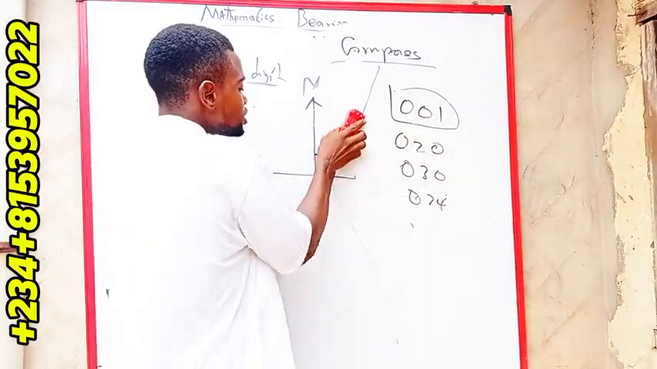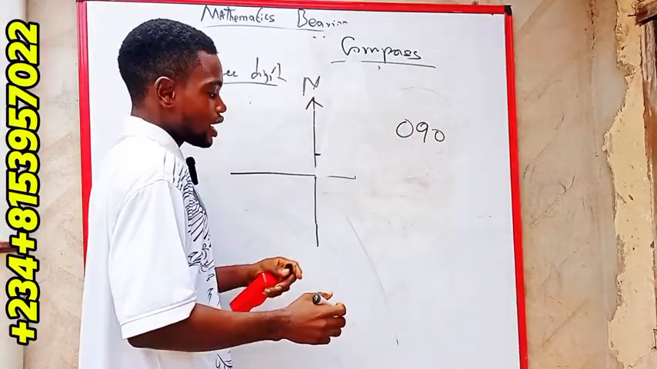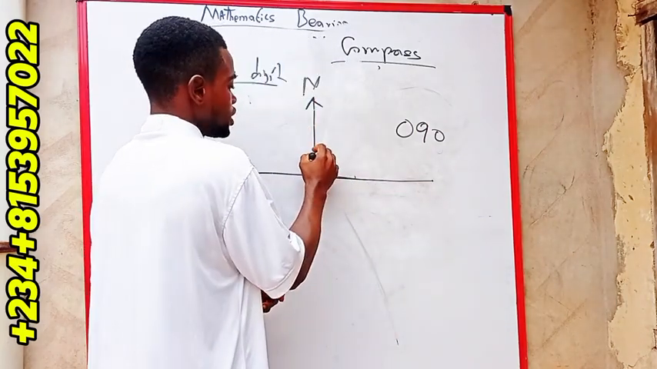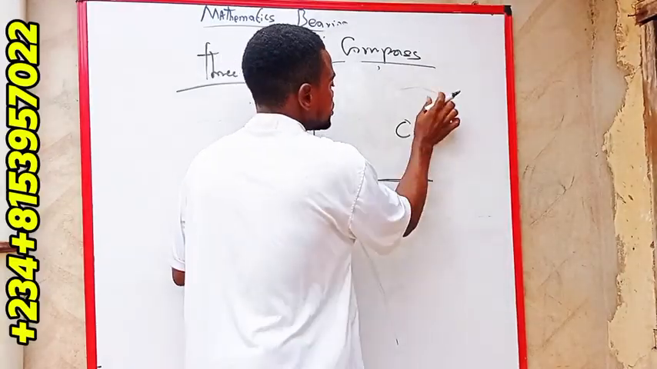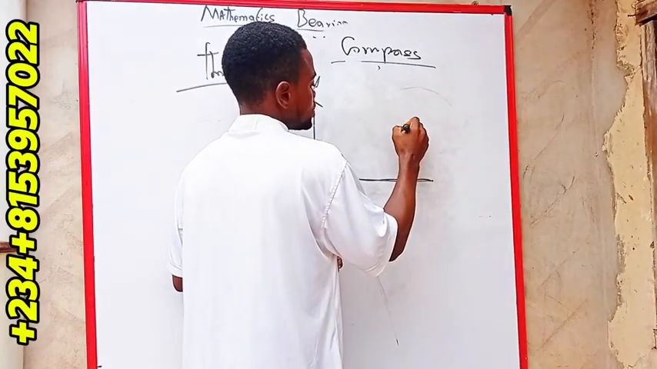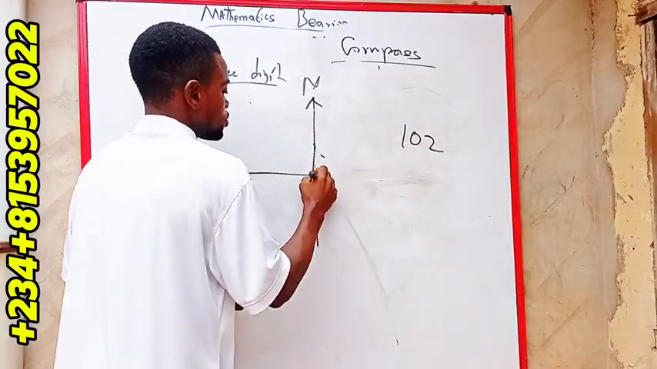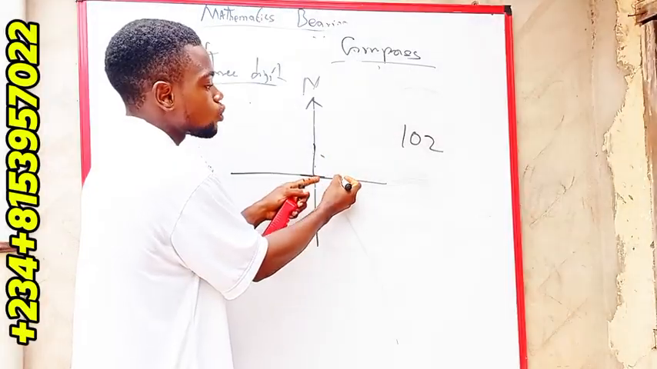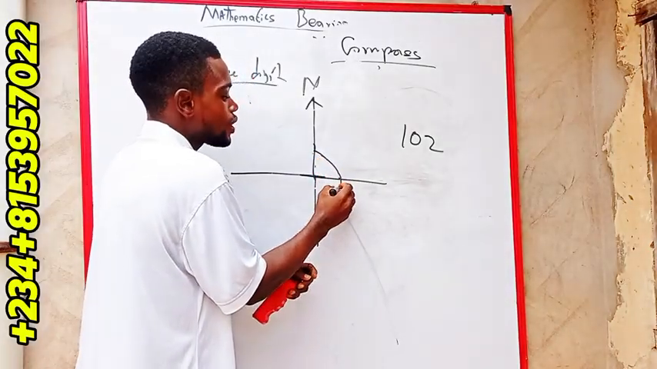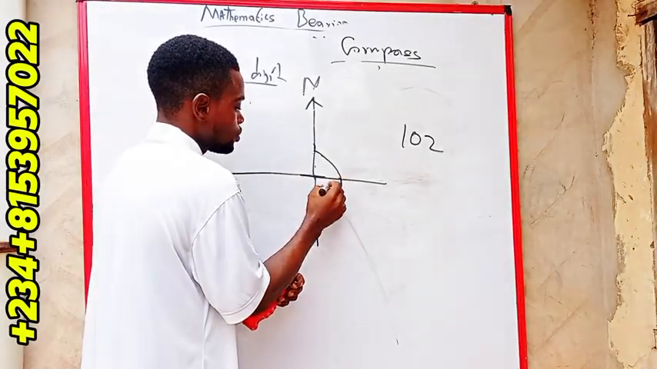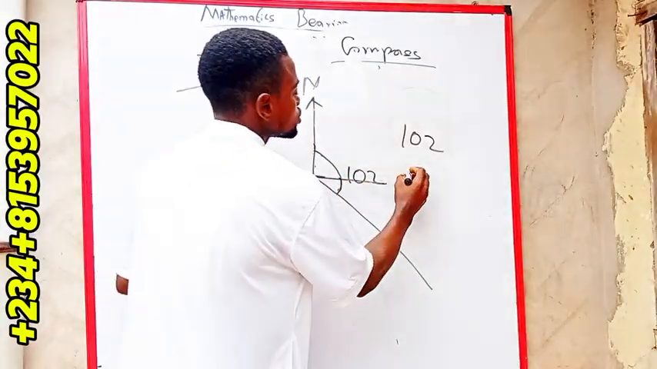Now, what if it is 090? 090 is straight like this because from here to here is what? 90. I'm starting from the what? North. Now, what if it is 102? How am I going to represent 102? Know that from here to here is 90. Now 102 enters here. Are you getting it? Now I'm going to draw from here. I'm going to stop here, anywhere I want to stop. Since it's not measured to scale, I can stop here and draw this. This becomes my what? 102.